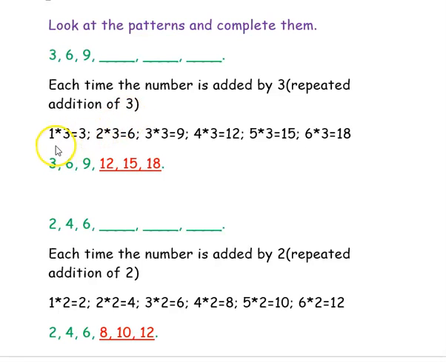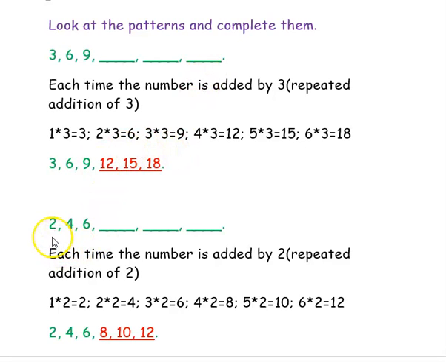So you can use the 3 table. 1 into 3 is 3, 2 into 3 is 6, 3 into 3 is 9. So in the missing boxes you will get 4 into 3, that is 12, then 5 into 3, which is 15, and the last one, 6 into 3, which is 18. Thus 3, 6, 9, then you can fill in 12, 15, 18 in the 3 missing boxes.